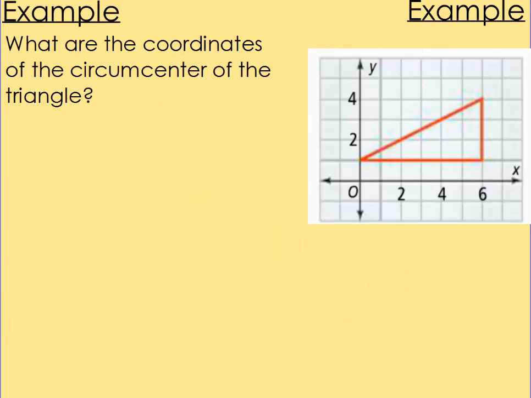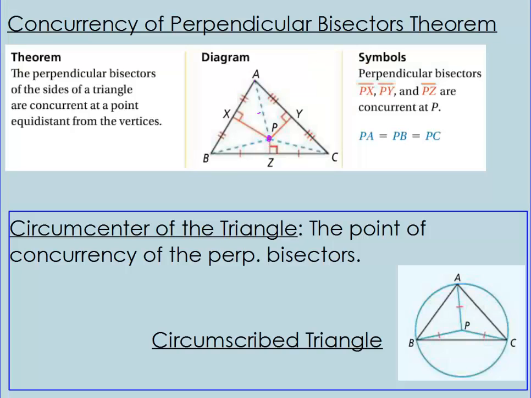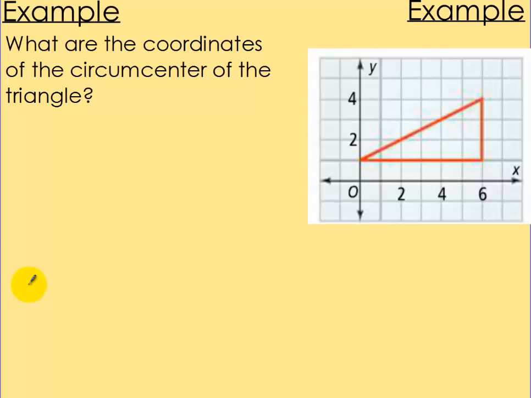Next one. Pause the video. All right, what are the coordinates of the circumcenter of the triangle? So circumcenter, that goes back to that first theorem here. The circumcenter of the triangle is the point of concurrency of the perpendicular bisectors. So basically, let's draw the perpendicular bisectors and find the point.